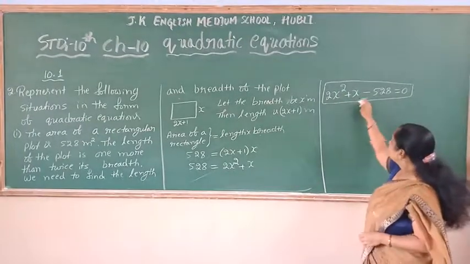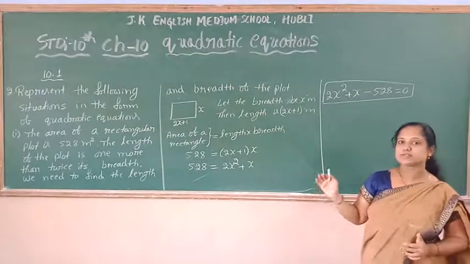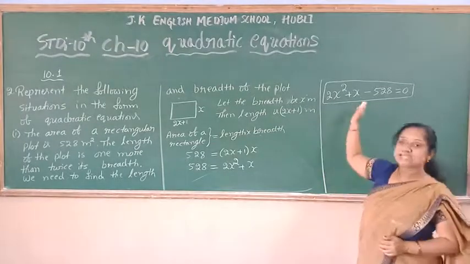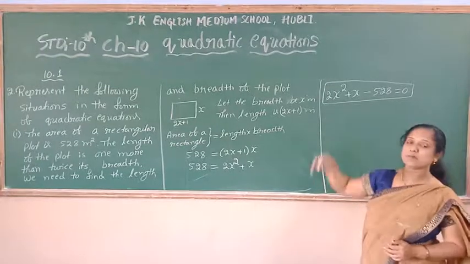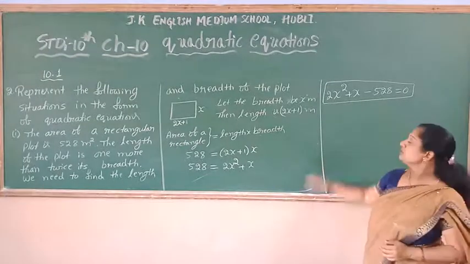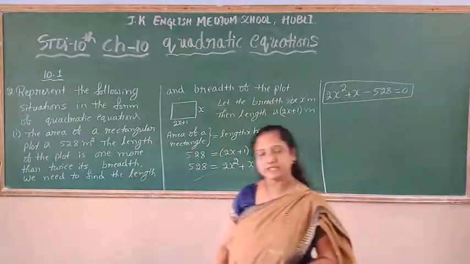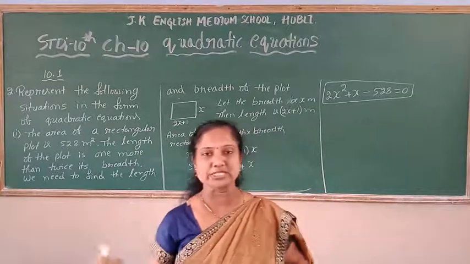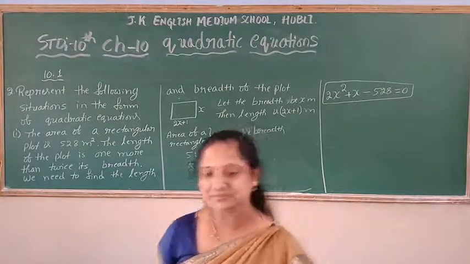This equation is in the standard form of a quadratic equation: power 2, power 1 and the constant. They told us to represent the situation in the standard form of a quadratic equation. Afterwards, to find the length and breadth, we can solve by the factorization method. But according to the question, this is the answer, children. Okay, write down.